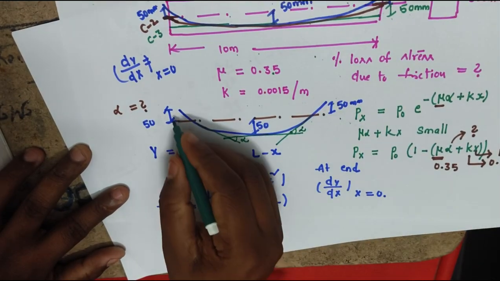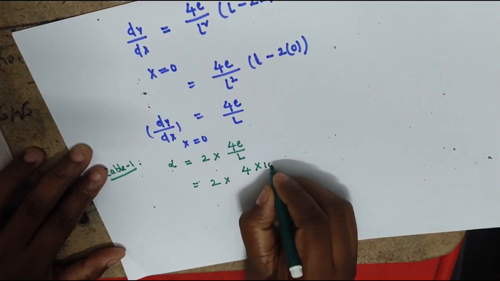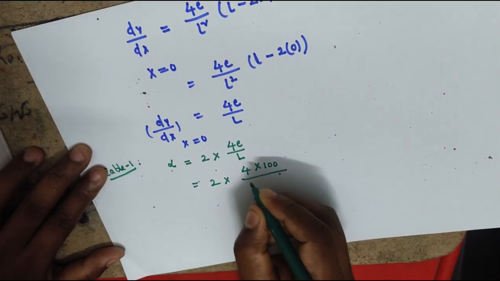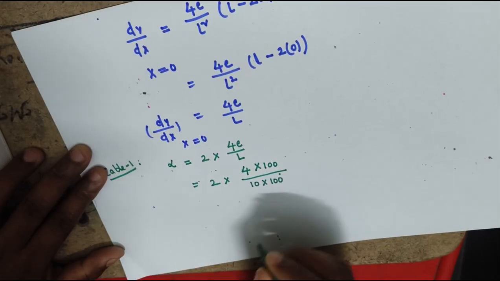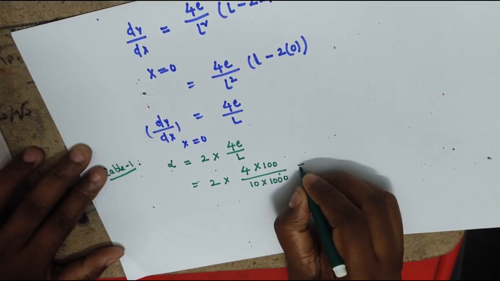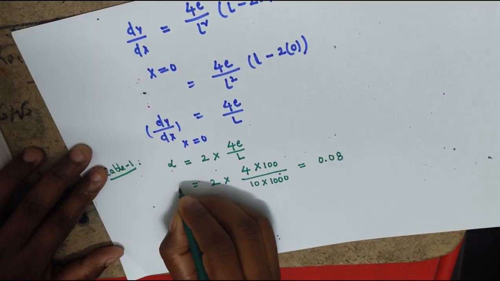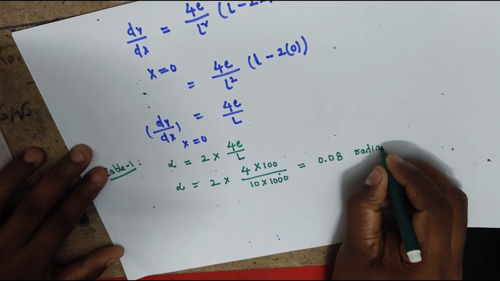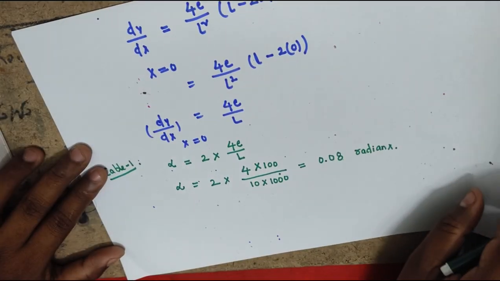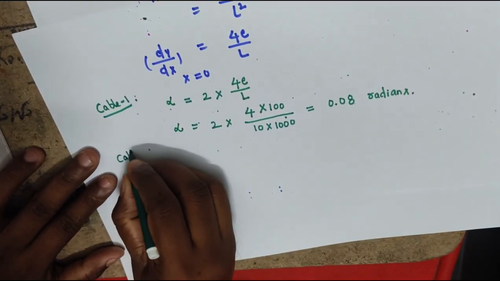Sorry, 50 plus 50, 100. 100 by total length 10 meters, right? That is equal to 0.08. This is the alpha, 0.08 radians, right? Next, coming to cable 2.